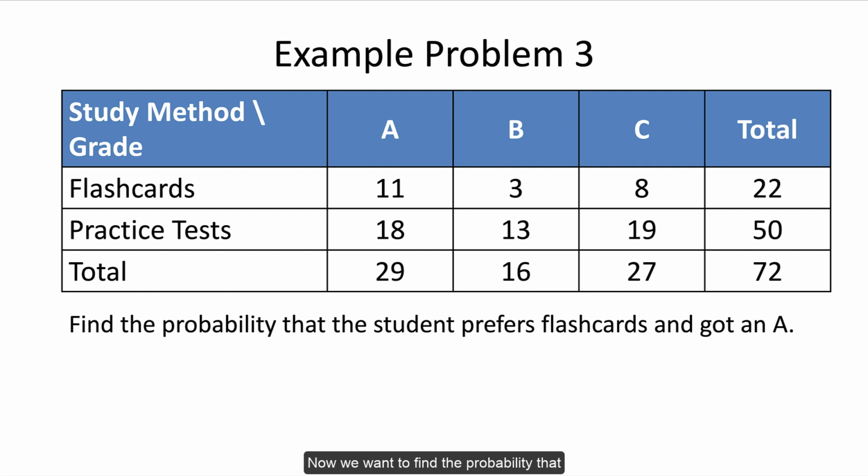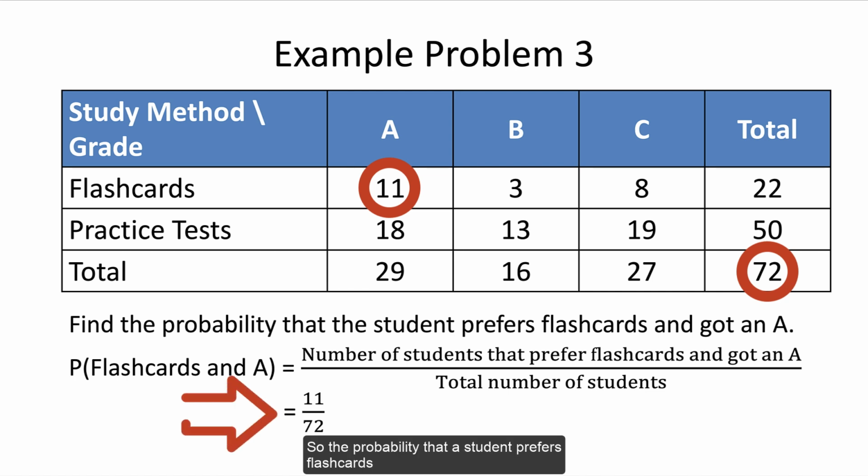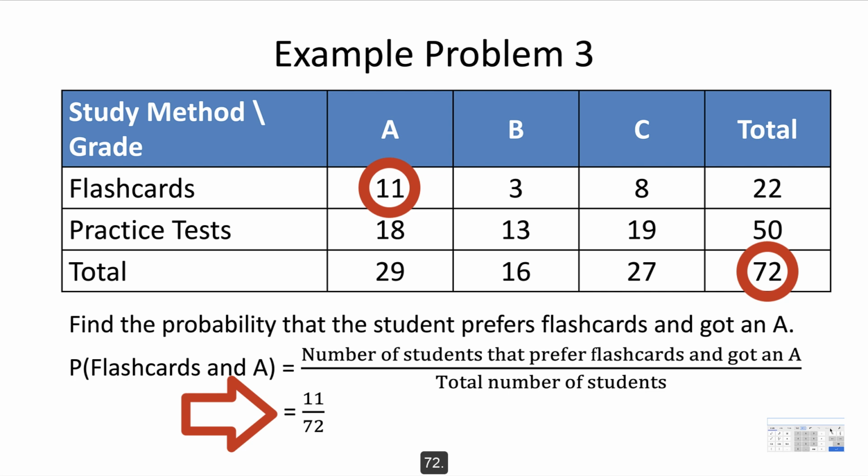Now we want to find the probability that the student prefers flashcards and got an A. So we're looking for the number of students that preferred flashcards and got an A over the total number of students. In the table, we're looking for the box that represents students that prefers flashcards and has an average test score of an A. In this case, we see that there are 11 students that fit that category over the total number of students, which is still 72. So the probability that a student prefers flashcards and got an A is 11 out of 72.